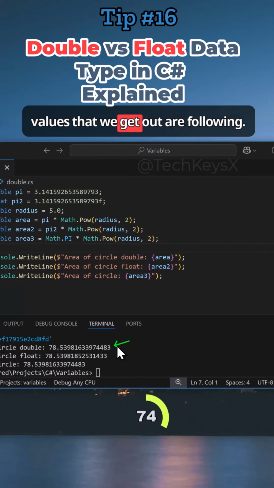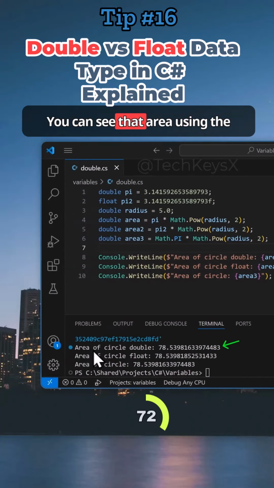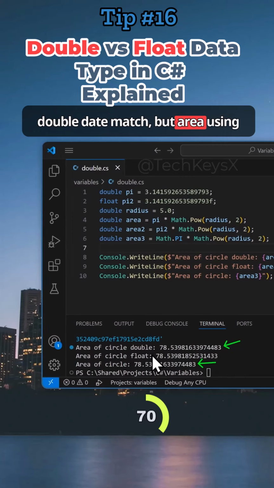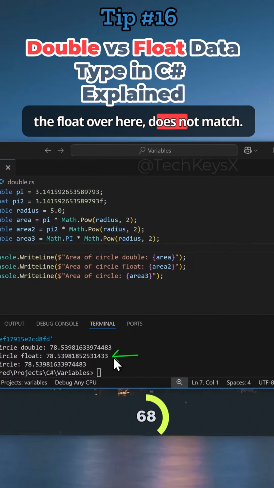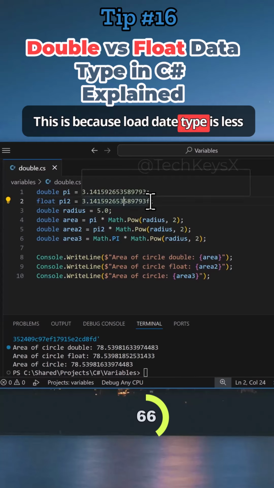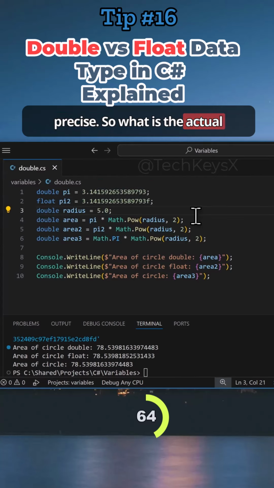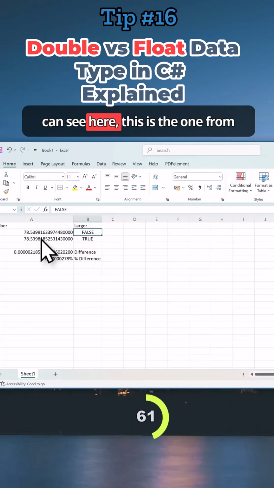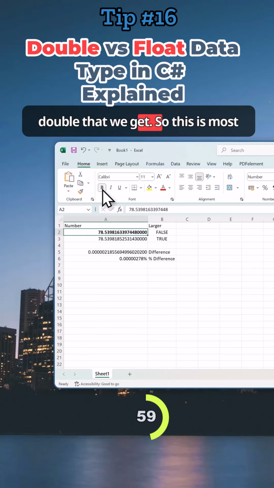The values that we get out are the following. You can see that the area using the double matches, but the area using the float over here doesn't match. This is because the float data type is less precise. So what is the actual difference between these? As you can see here, this is the one from double that we get. So this is the most accurate.